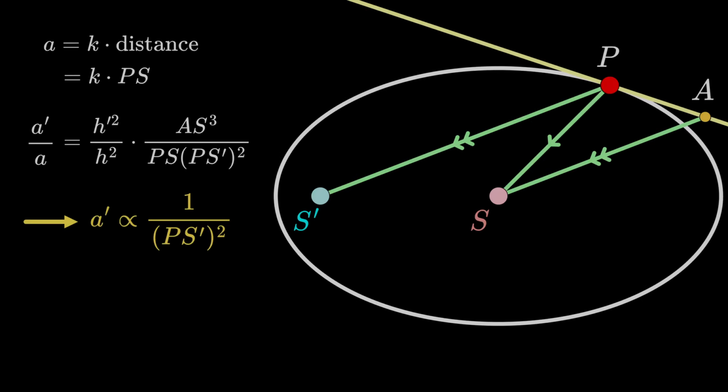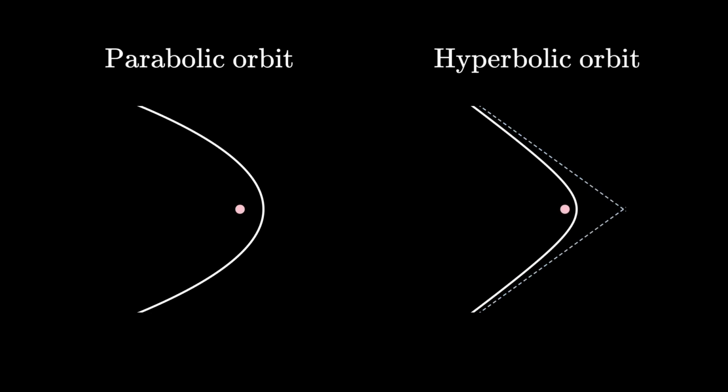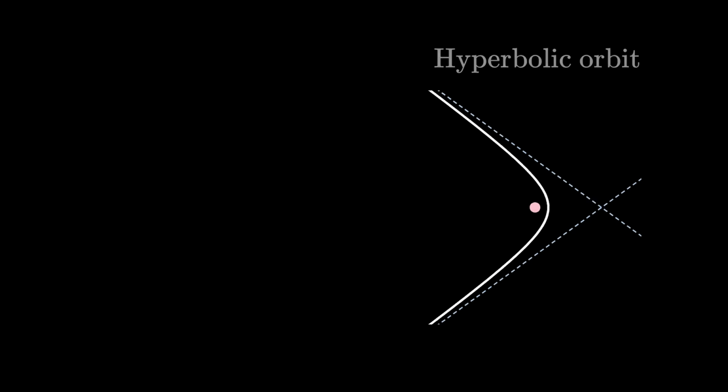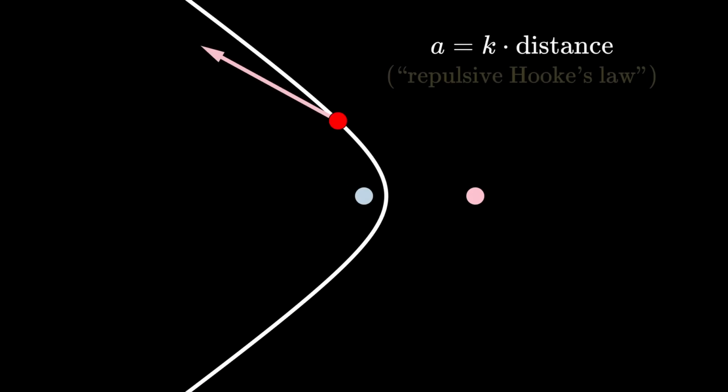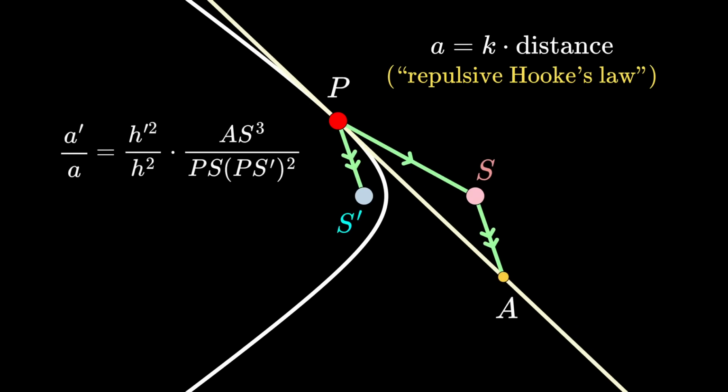You might be wondering, what about parabolic or hyperbolic orbits? Those are possible under inverse square law of gravity. Are they related to Hooke's law as well? Roughly speaking, hyperbolic orbits can still be interpreted as an orbit under repulsive Hooke's law, where the force points away from the center, but the magnitude is still proportional to the distance. And again, we can use the acceleration ratio formula to derive that this hyperbolic orbit can be generated by an inverse square law force towards one focus.